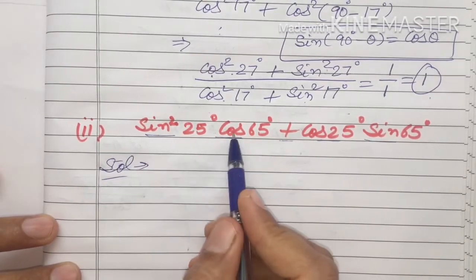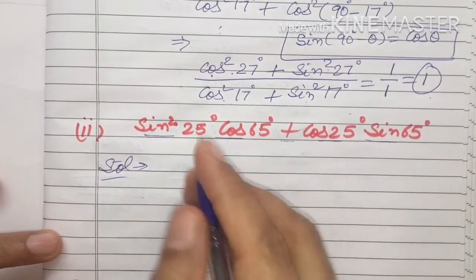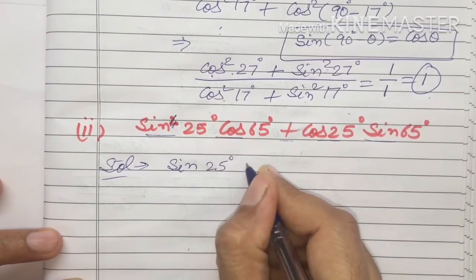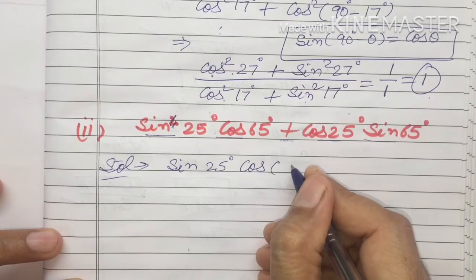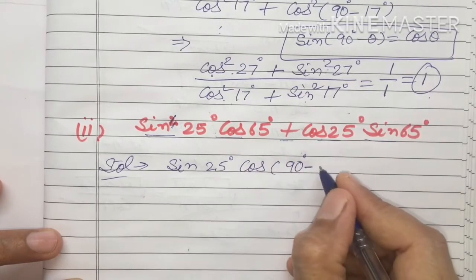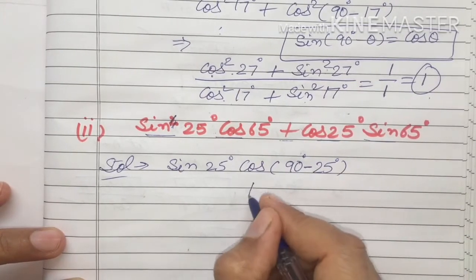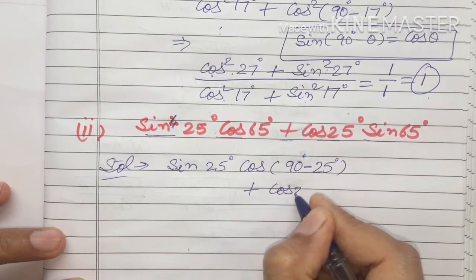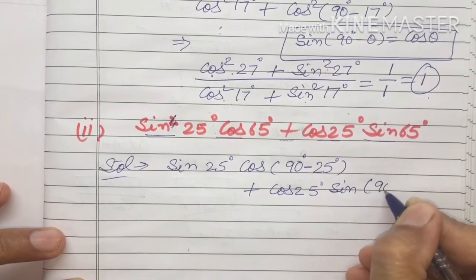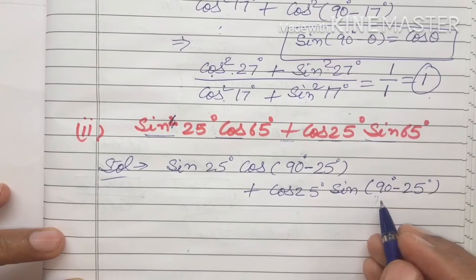So we can change one sin into cos and one cos into sin in the different halves. I will write sin 25 degree, and this cos 65 I can change to cos of 90 degree minus 25, if I subtract 25 from 90, plus cos 25 degree, and this sin 65 I will get if I subtract 25 from 90 degree.